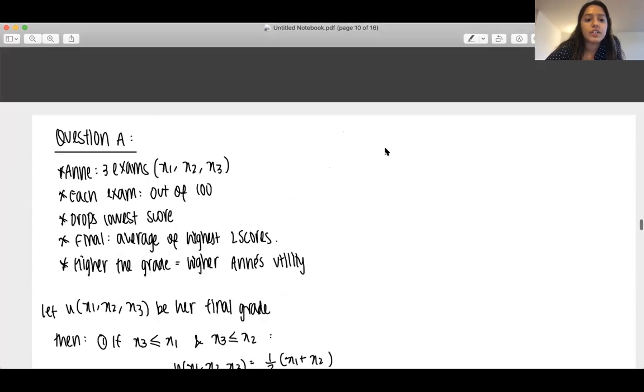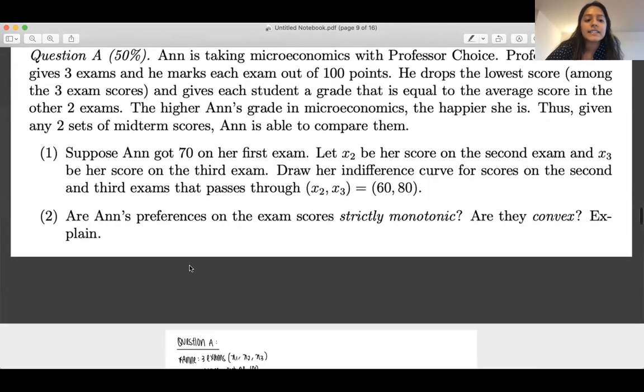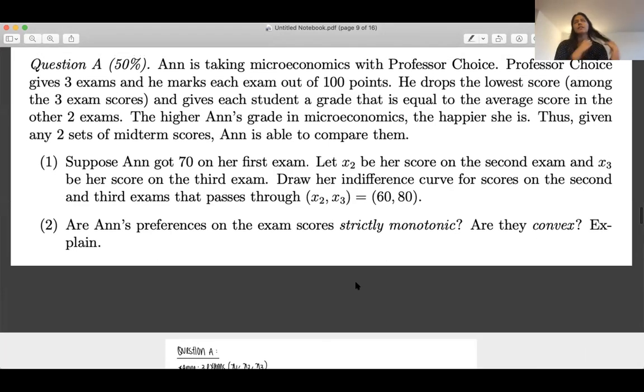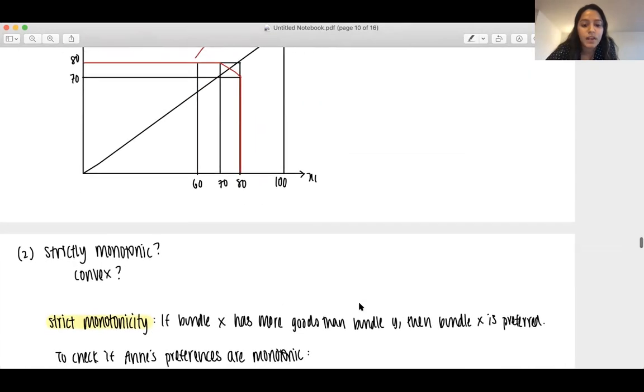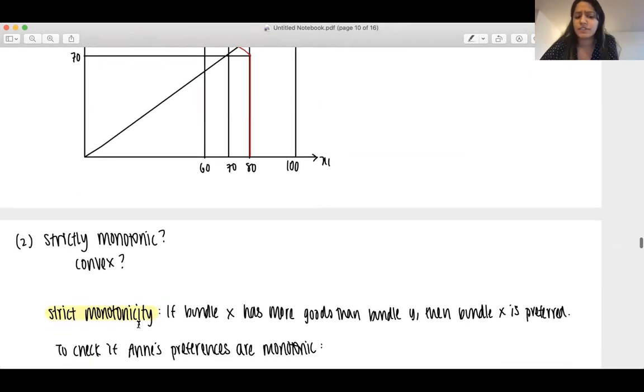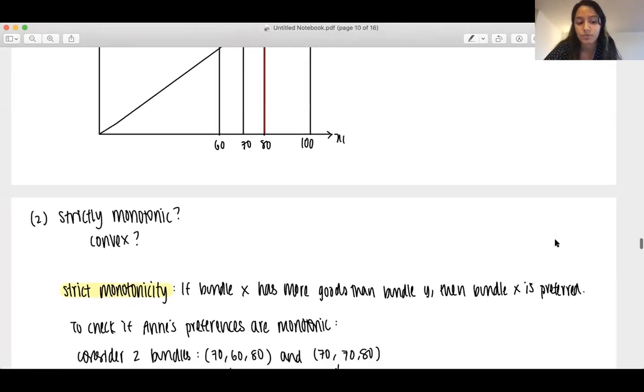Okay, so the second part of this question asks, are Anne's preferences on the exam scores strictly monotonic? Are they convex? And they want us to explain. This is something that I talked about last time. I defined what monotonicity is and what convexity is, and I told you that we would do an example later. So this is where we're doing it now. Obviously you don't have to write the definition in your exam. I just wrote it so that we can go through it together as a reminder.